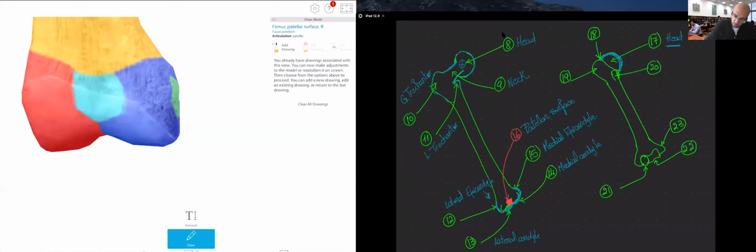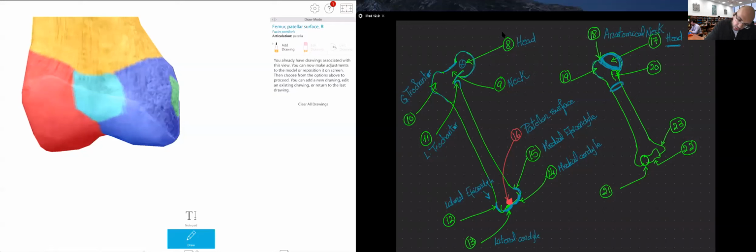All right, so what do we call number 18 on here? This ridge around the head. What do we call this ridge on here? It's my, any idea? Anatomical neck. Anatomical neck. Remember, we've got another one on here. This is the surgical neck.